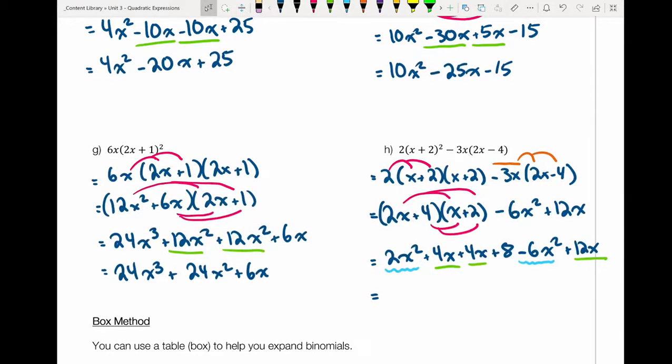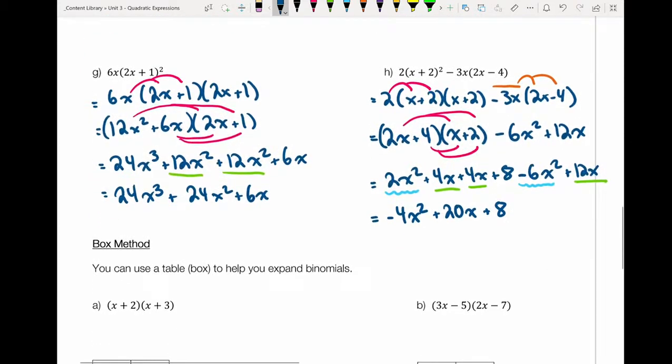So I'm going to combine my x squareds. I should get minus 4x squared. Again, look to the sign in front. 4 plus 4 plus 12 is 20x. And then the plus 8, the constant, is on its own. So after all that, this is my simplified expression at the bottom.